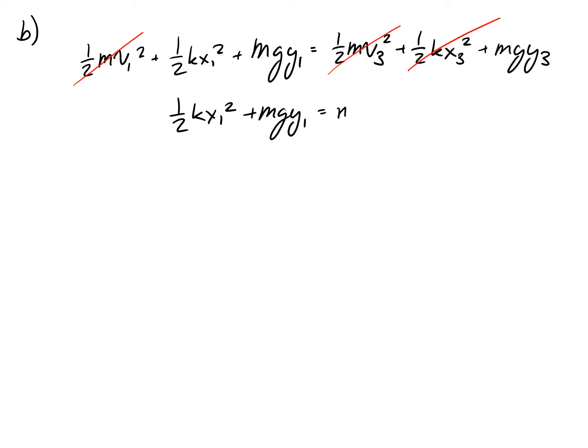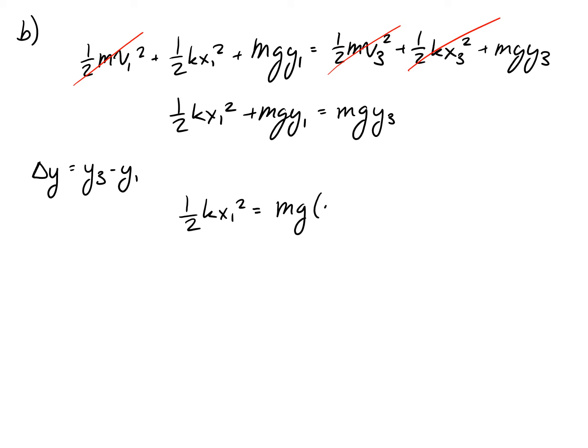So by using point 1 and 3, I also now have the ability to say that my change in position that I'm solving for is y3 minus y1. I can rearrange my equation such that I have kx1 squared is equal to mg times y3 minus y1. This is what I'm solving for.